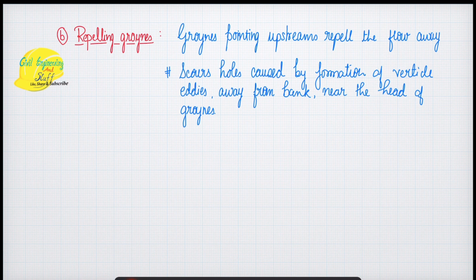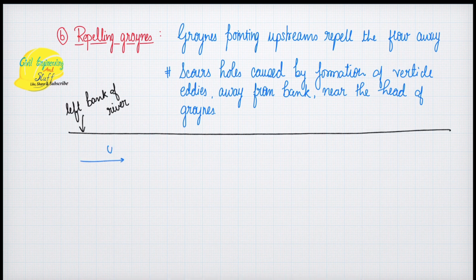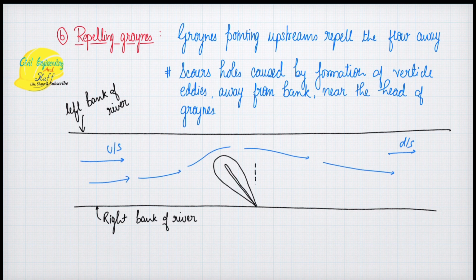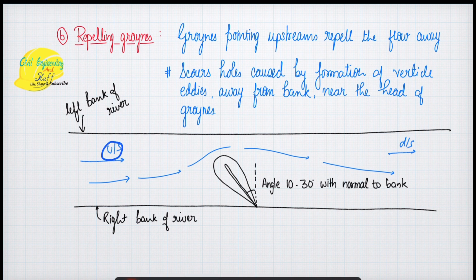Then we have the repelling groynes, which repel the flow of the water, and these are created along the upstream side of the river. As we can see, this is the upstream side. Along the upstream side, the direction will be such that the angle is around 10 to 30 degrees with the normal of the bank. This is the normal of the bank. So at an angle of 10 to 30 degrees, this type of groyne is constructed along the bank of the river.